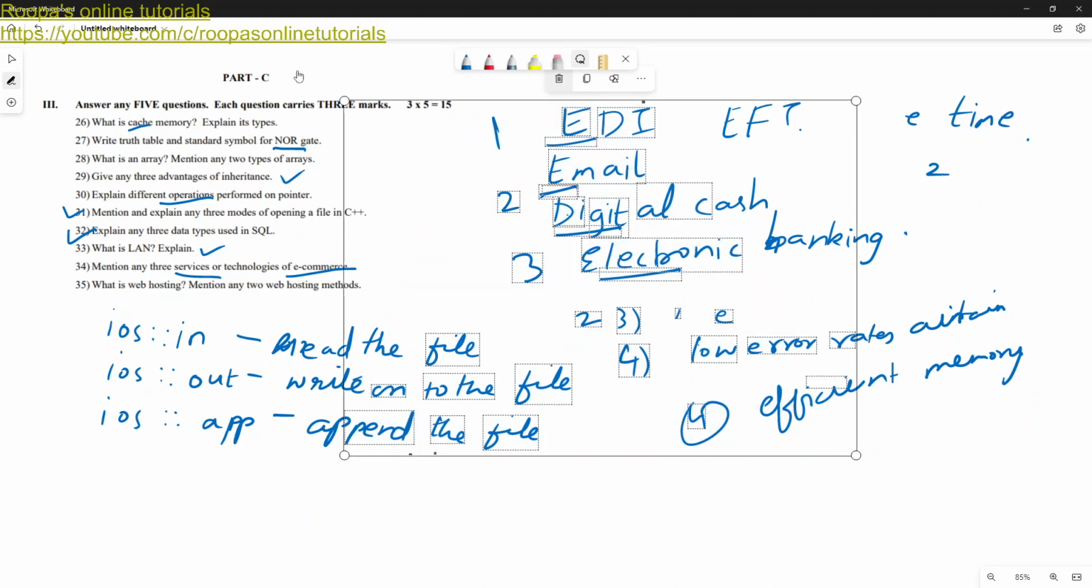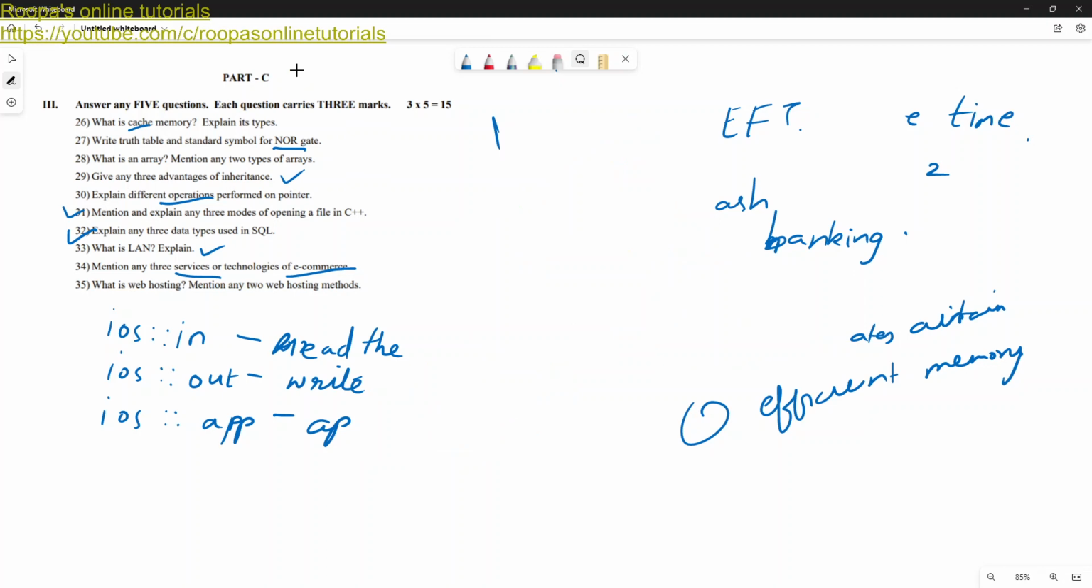The next one is a question like what is web hosting? Mention any 2 web hosting methods. So web, all of you know it is the web server application. So I'll just tell you the definition. Web hosting means hosting the web server application on the computer. Okay, and this application is available to any of the clients. So how do you remember? Web hosting means hosting the web server application on the computer. This is known as web hosting.